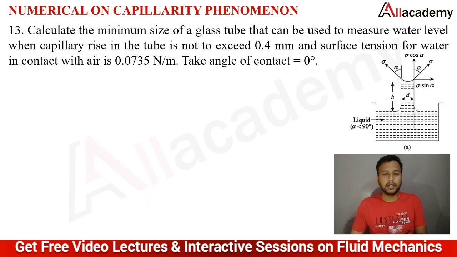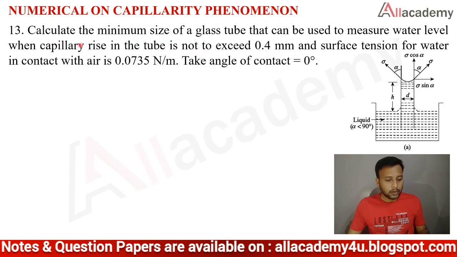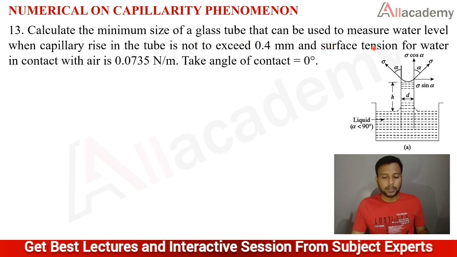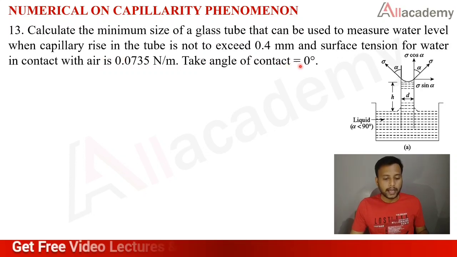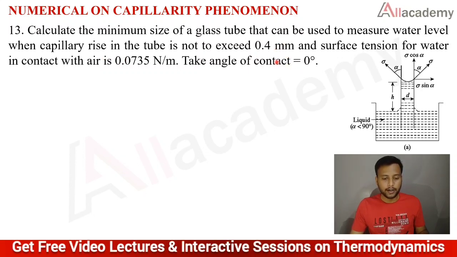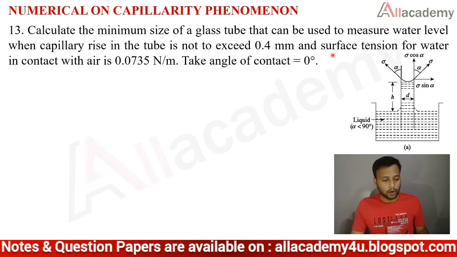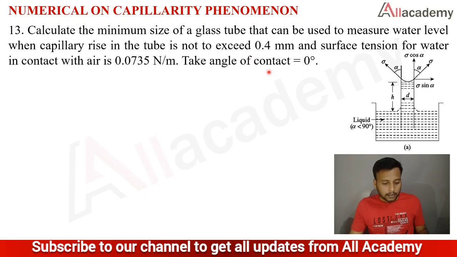This numerical is also on the capillary phenomena. The 13th question is: calculate the minimum size of a glass tube that can be used to measure the water level when the capillary rise in the tube does not exceed 0.4 mm, and the surface tension for water in contact with air is 0.0735 Newton per meter. Take the angle of contact equal to 0 degree.